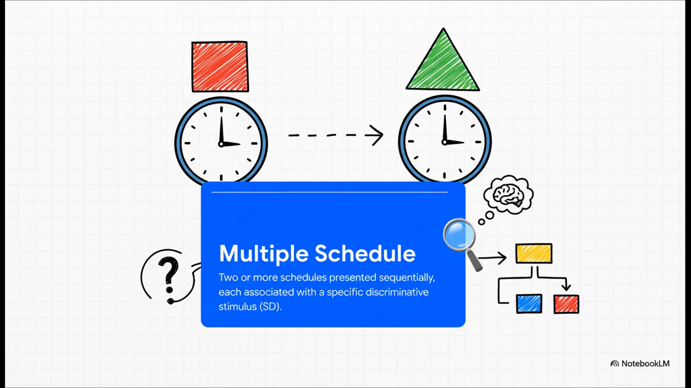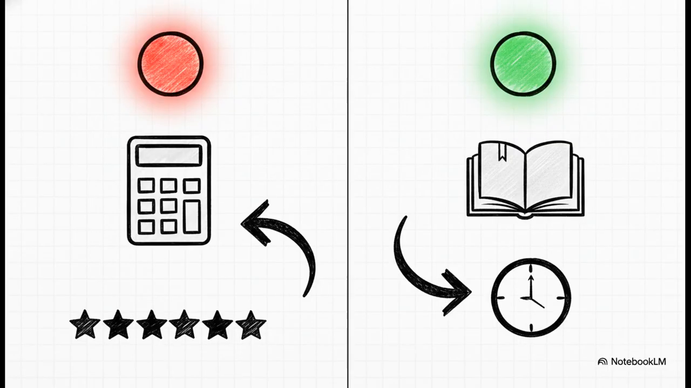The learner always knows what the current expectation is because the environment explicitly tells them. For instance, picture a classroom. When a red light is on, a student gets reinforcement on, say, a fixed ratio 5 schedule for doing math problems. But when the teacher switches to reading time, a green light comes on, and now the reinforcement shifts to a variable interval 2-minute schedule. Those red and green lights, they're the SDs that signal the change.